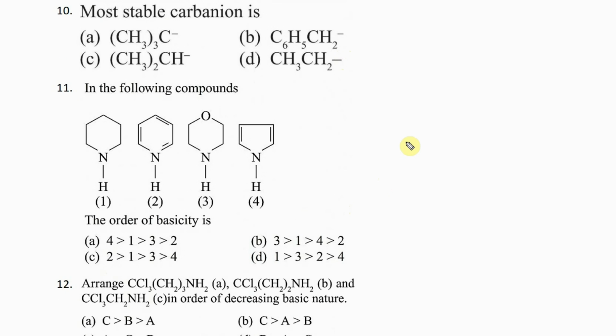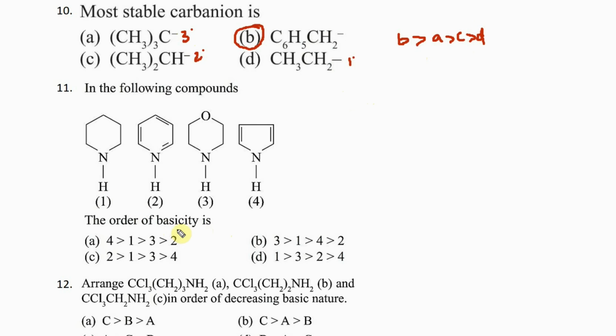Most stable carbanion is straight out of your lecture. Only one thing you want to remember is that a benzyl is going to be more stable, be it carbanion, carbocation, or carbon free radical. So what is the order? Benzyl is B, greater than 3 degree, 2 degree, 1 degree, straight out of class notes. B greater than A greater than C greater than D.